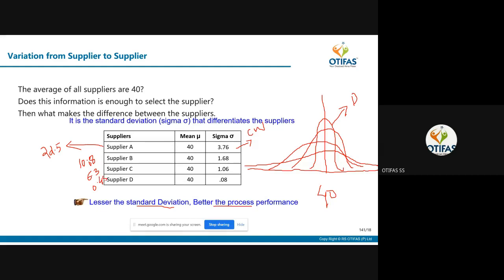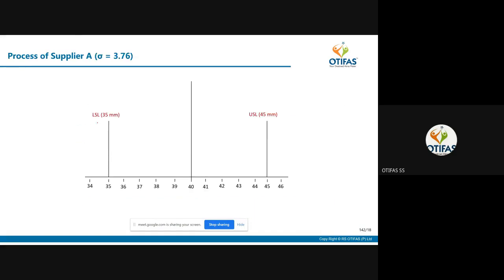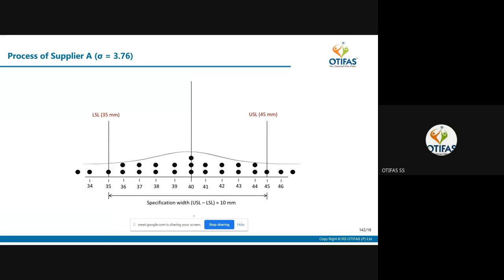Now this is the width of supplier A, 22.5, isn't it? For supplier B, this is the width, 10.8. Okay. The better one is D. Now let's draw this. Supplier A's process. This is the specification limit, isn't it? The specification limits are the same. What is my specification? I need 40 plus or minus 5. That means upper is 45, lower is 35. That means specification width is 10.